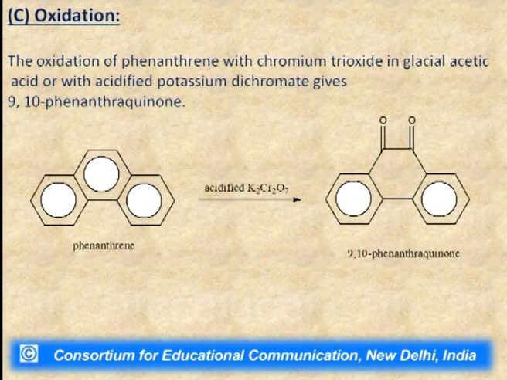Then comes the oxidation reaction of phenanthrene. Oxidation of phenanthrene can be carried out with various reagents. One of them is the acidified dichromate, which on reaction with phenanthrene forms the 9,10 phenanthroquinone product, which is a very useful product, having many applications in the pharmaceutical industries, in the metallocene industries.